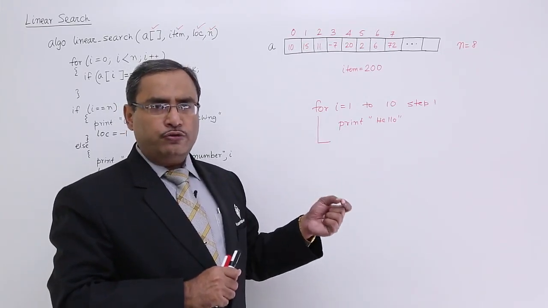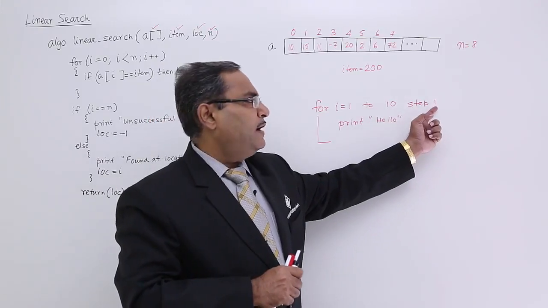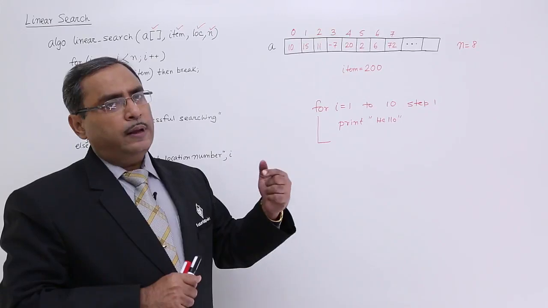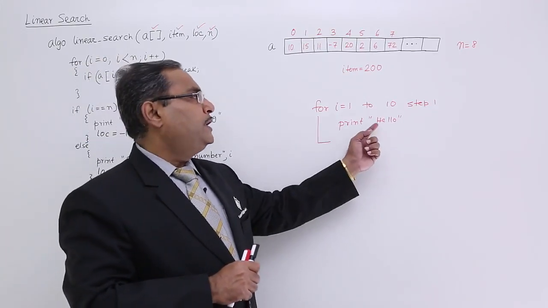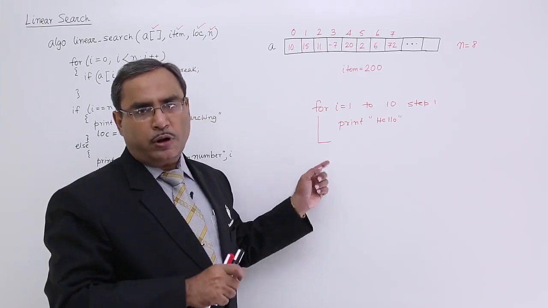That is a loop control variable, ranging from 1 to 10, and its increment factor will be 1. That means after 1 it will become 2, after 2 it will become 3, and so on. And print hello. So obviously this particular loop will print hello 10 times.